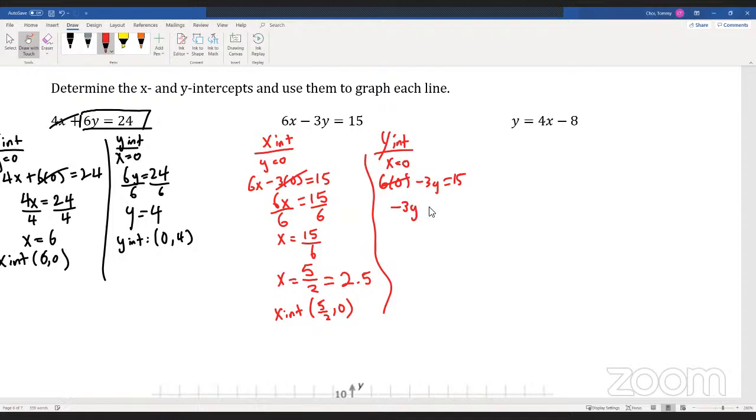We're left with negative 3y equals 15. We divide both sides by negative 3, and y is going to give us negative 5. And so there's going to be my y-intercept, 0, negative 5.